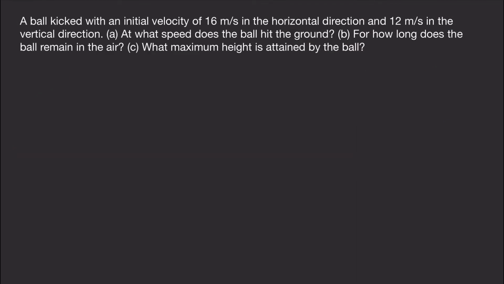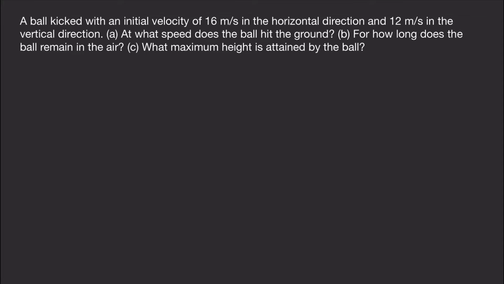Okay, next problem. A ball is kicked with an initial velocity of 16 meters per second in the horizontal direction and 12 meters per second in the vertical direction. At what speed does the ball hit the ground? For how long does the ball remain in the air? And what is the maximum height that is attained by the ball?